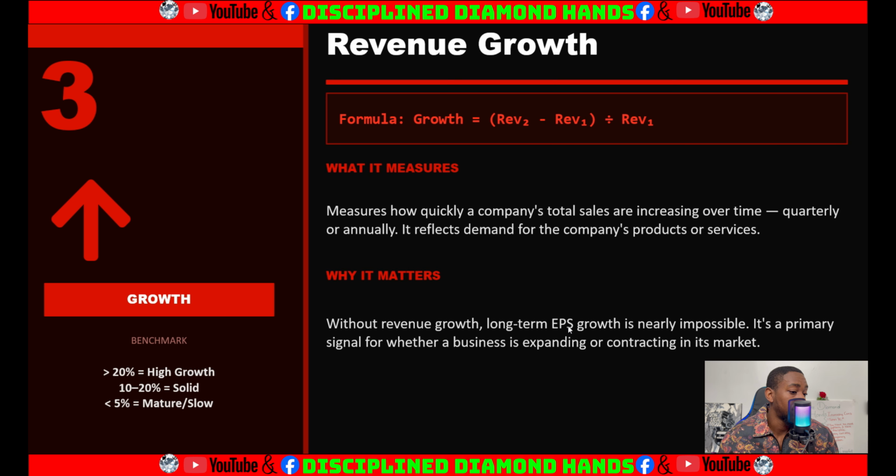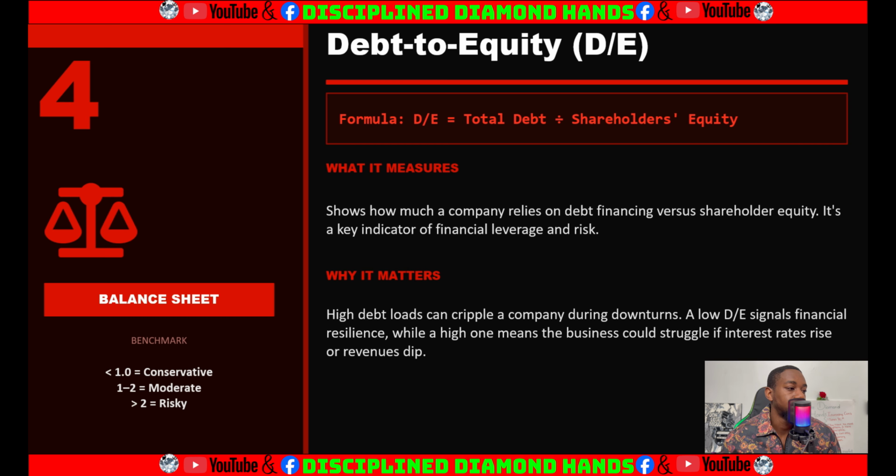Without revenue growth, long-term EPS growth is nearly impossible. Debt to equity ratio. It shows how much a company relies on debt financing versus shareholder equity. It's a key indicator of financial leverage and risk. High debt loads can cripple a company during downturns. A low DE signals financial resilience, while a high one means the business could struggle if interest rates rise or revenues dip. Let's check this out.